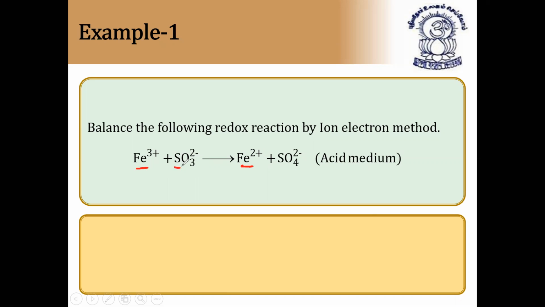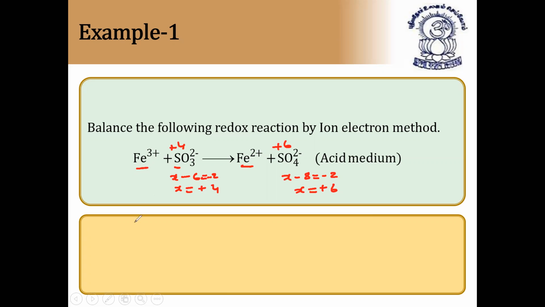Now here sulfur, if you see, x minus 6 is equal to minus 2. So x is equal to plus 4. So it is plus 4. And here x minus 8 is equal to minus 2, so x is equal to plus 6. So this is plus 6. So we have to do like this now.